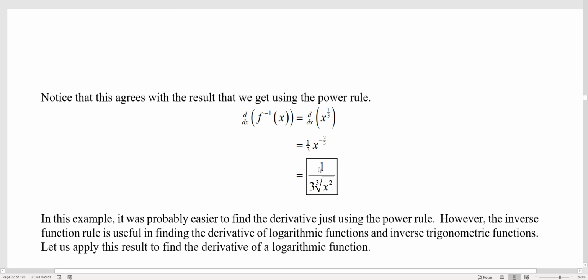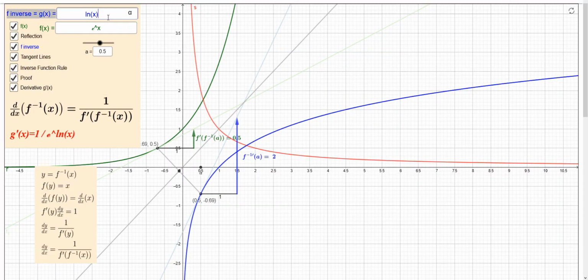But what really makes this work well is the fact that it works for things that we can't do directly a different way, like the logarithm function that we just looked at, or inverse trig functions. So let's look at one more, or let's look at this same one here with the application.